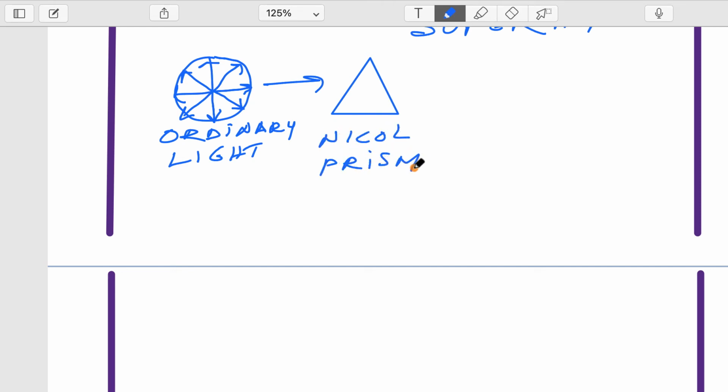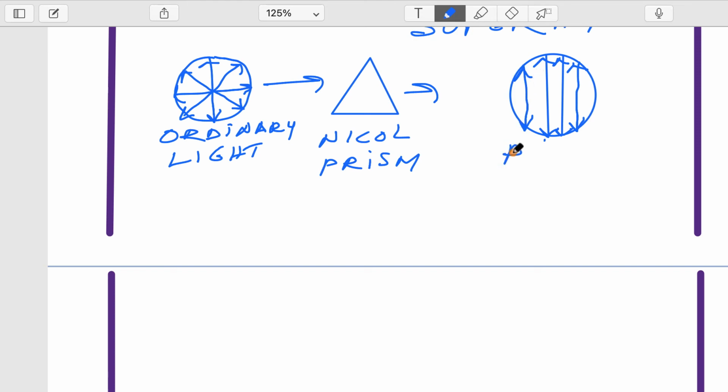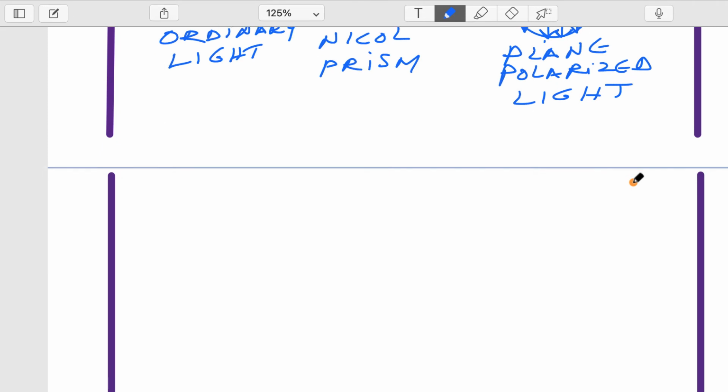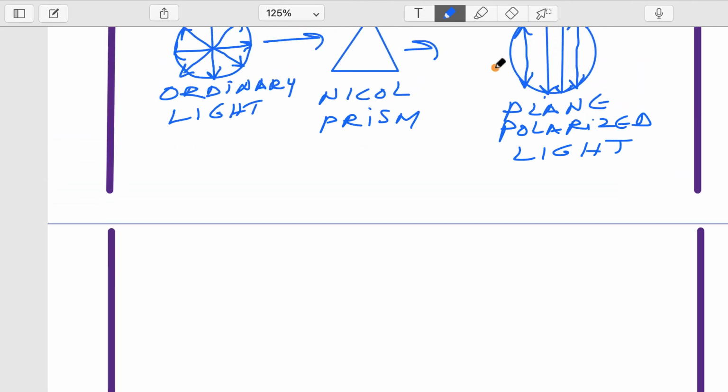So you get the plane polarized light. So we call it plane polarized light. Okay. Then what happens when you see this plane polarized light?